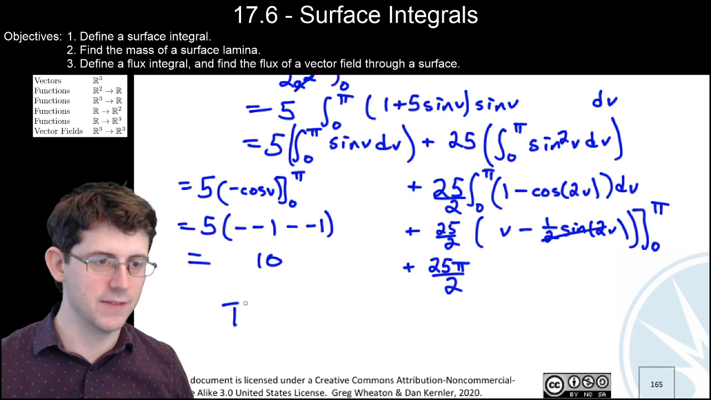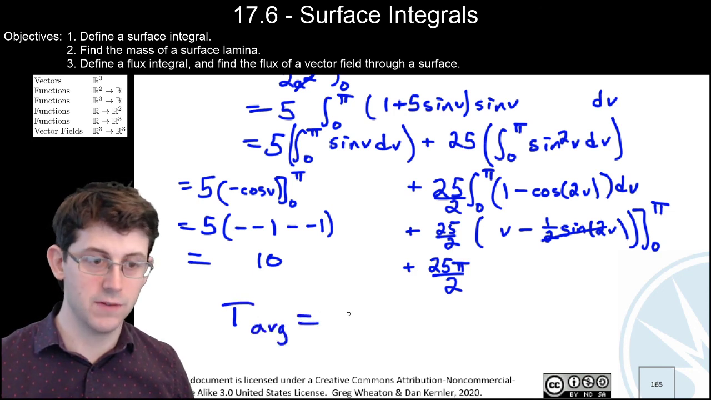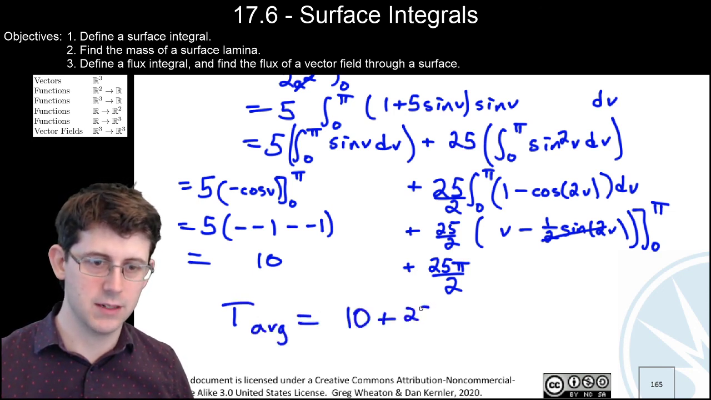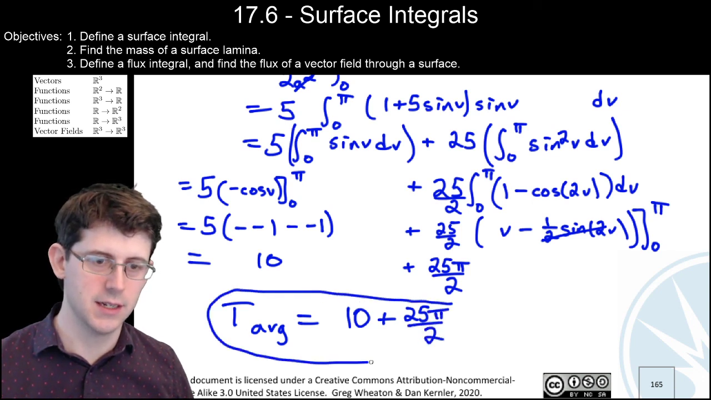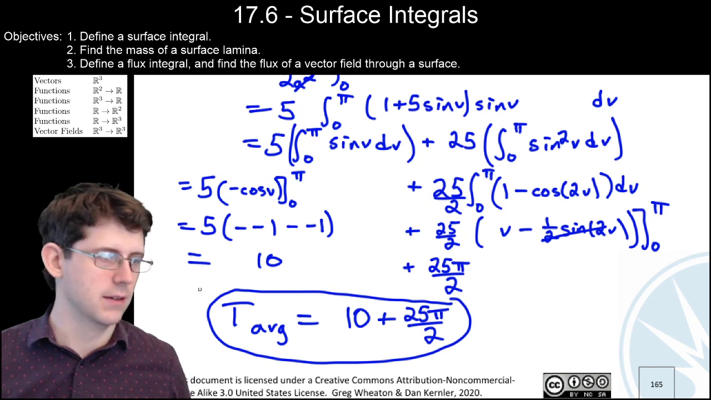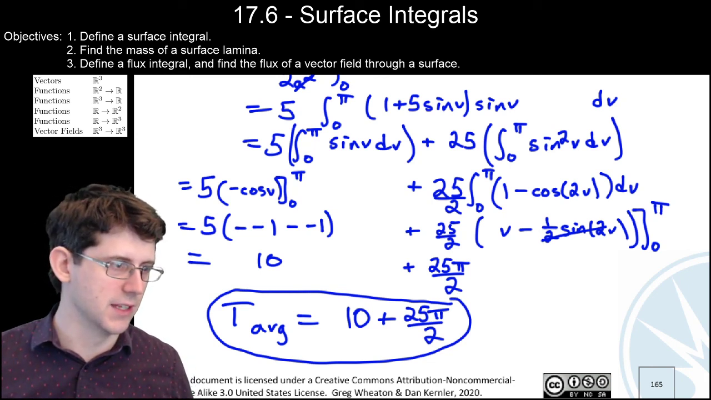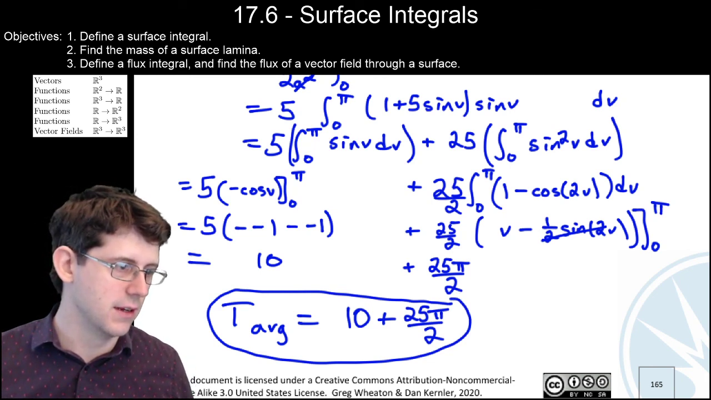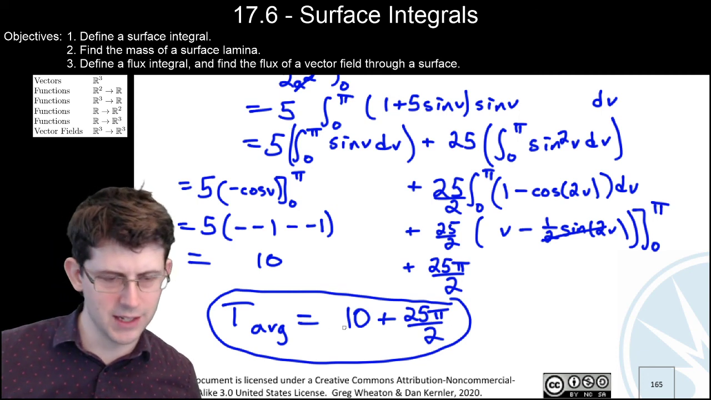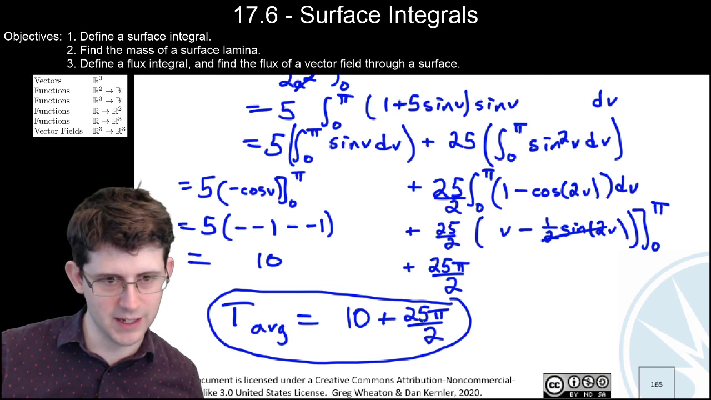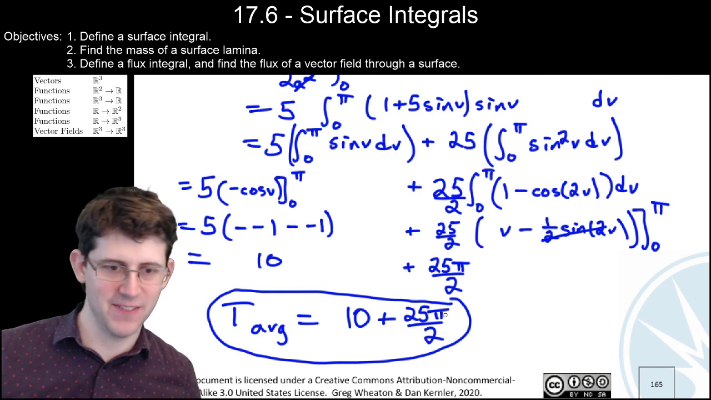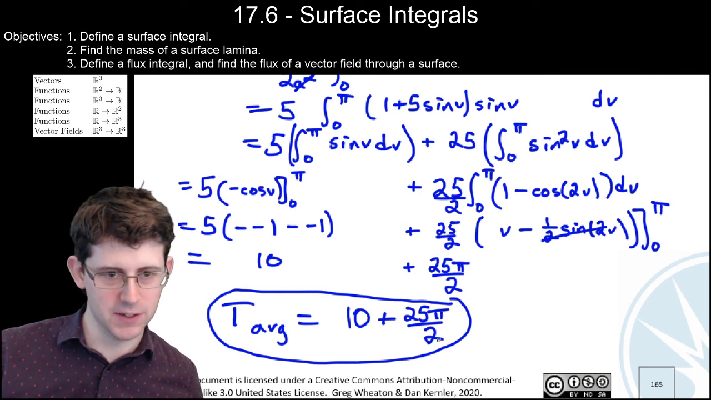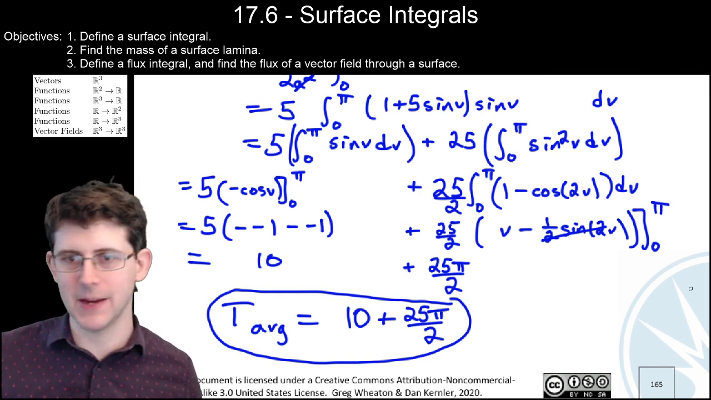So this is my final average temperature. The average temperature over the whole sphere is 10 plus 25 pi over 2 degrees. Cool. Make sure that this is what I thought I was going to get. I thought I was going to get approximately 50. Let's make sure this is approximately 50. 25 pi is like 75, maybe 80. 80 over 2 is 40. Yeah, okay, so this is about 50 degrees.